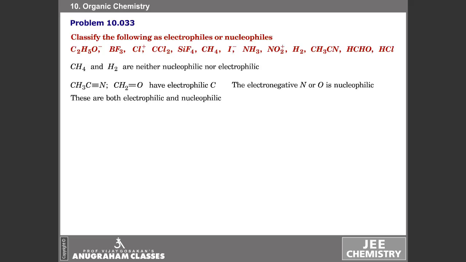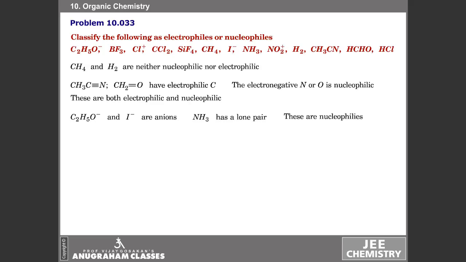We have ethoxide and iodide, which are both anions and have lone pairs of electrons. In ammonia also, there is a lone pair of electrons. So these reagents would act as nucleophiles.